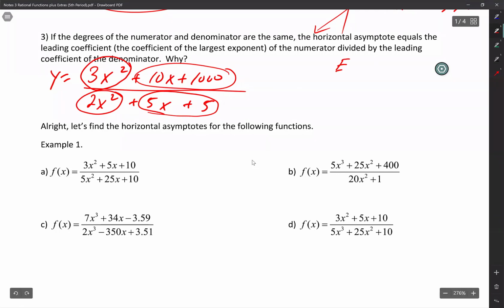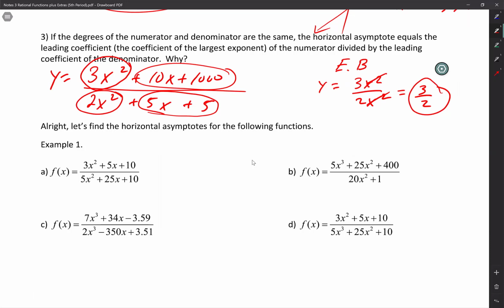So, I don't understand this whole spit and ocean deal. All right, just understand the largest degree. My end behavior is 3x squared over 2x squared. Notice that the x squares cancel out, and you're just left with 3 over 2. This is my horizontal asymptote, because as x gets large, I'm going to start converging on 3 over 2. All this 10x plus 1,000, 5x plus 5, as x gets really, really large, becomes insignificant. Does that make sense to you guys or no?